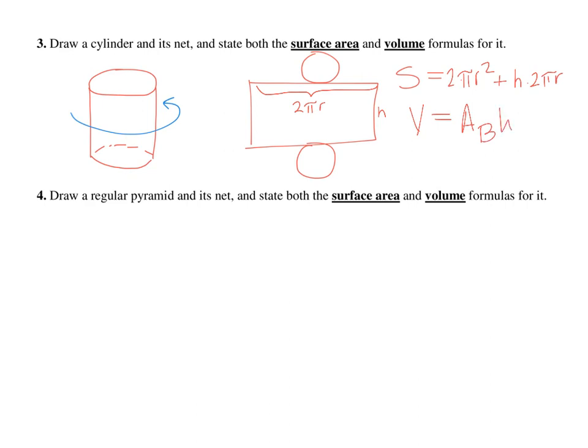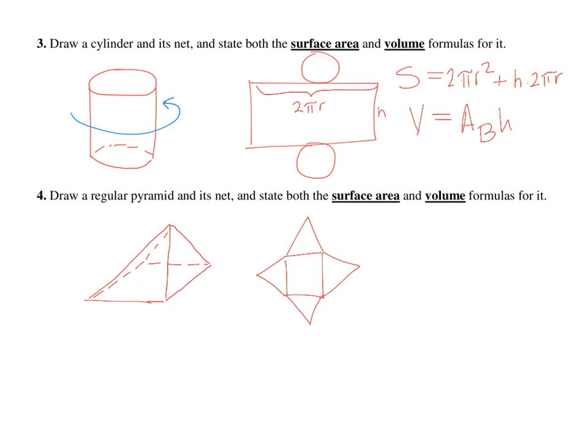For 4, draw a regular pyramid and its net. All right, pyramid. So we're going to draw a slanted triangle. All right, then I'll draw another line. I got that. And then I'm going to have something like this, dashed line, dashed line. All right, there we go. There's our pyramid. All right, the bottom is a square. And then I have triangles around it. So if I open it up, it looks something like that.